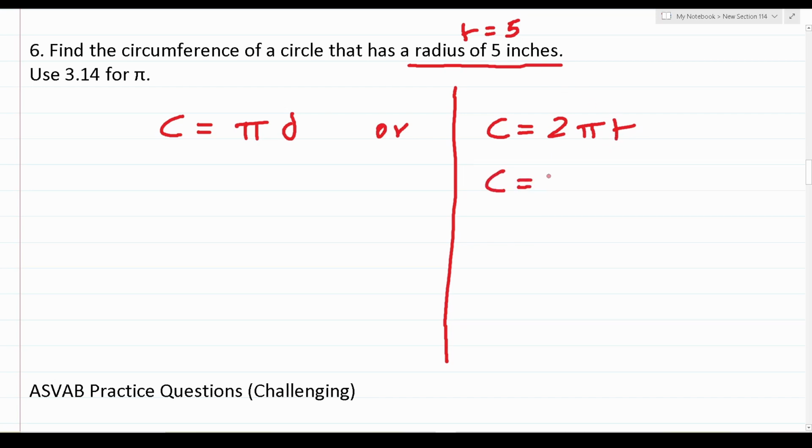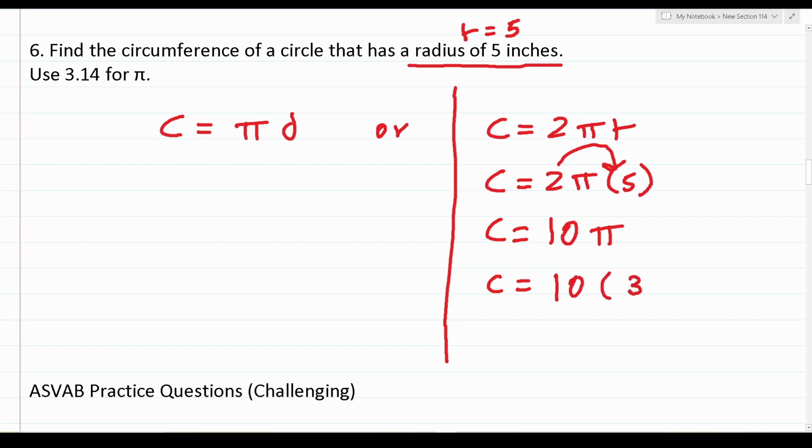This becomes circumference equals 2 pi times 5. We can multiply 2 times 5 before we go any further. 2 times 5 is 10, so the circumference is 10 pi. Now the problem told us to approximate pi using 3.14. This becomes 10 times 3.14. And we saw how to deal with this previously.